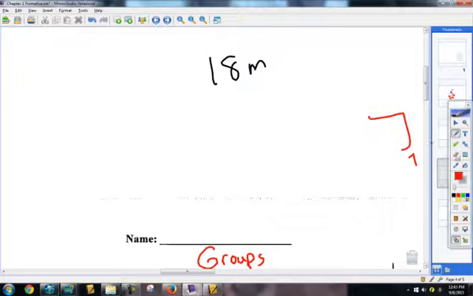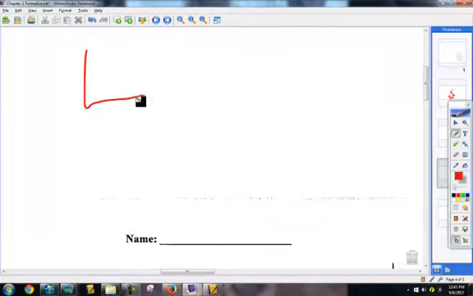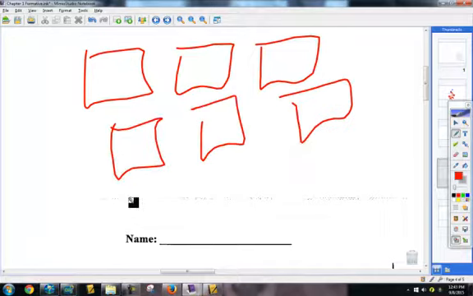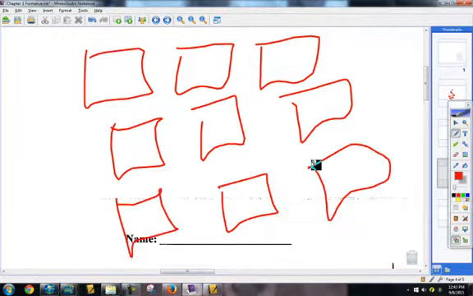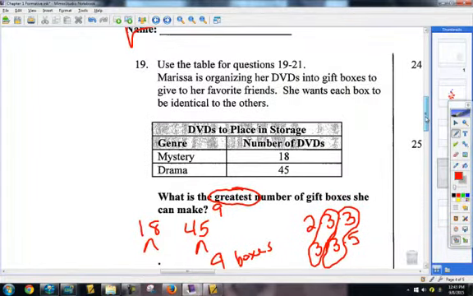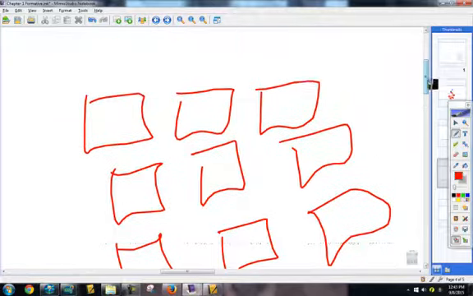Now, for the next question, I'll kind of draw this more visual so you can see it. Okay, those are the boxes. Because didn't we learn that the greatest number of gift boxes she can make is 9? Well, if she has 18 mystery DVDs and she wants every box to have the same amount, how many mysteries are going to be in each one? Yeah. 3. No. Yes? 2. 2. Because 18 divided by 9, which is the number of groups, is going to be 2.